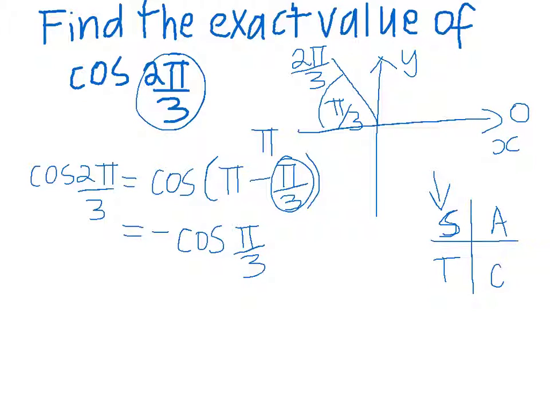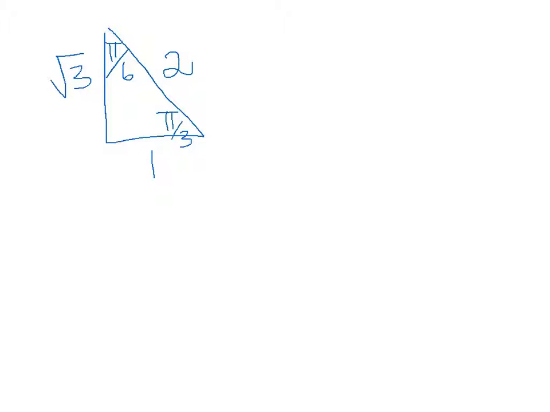Okay, our next step is to draw our exact value triangles. Now we're working with pi on 3, which is 60 degrees. So we're going to draw up our 60-30 triangle. So we'll do that there. We know this angle here is pi on 3. This angle's pi on 6. We know this is going to be 2. This is going to be 1. And this is going to be root 3.